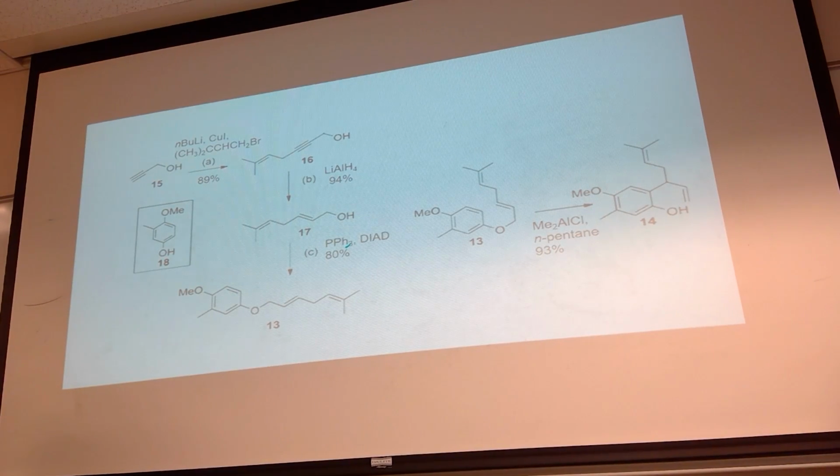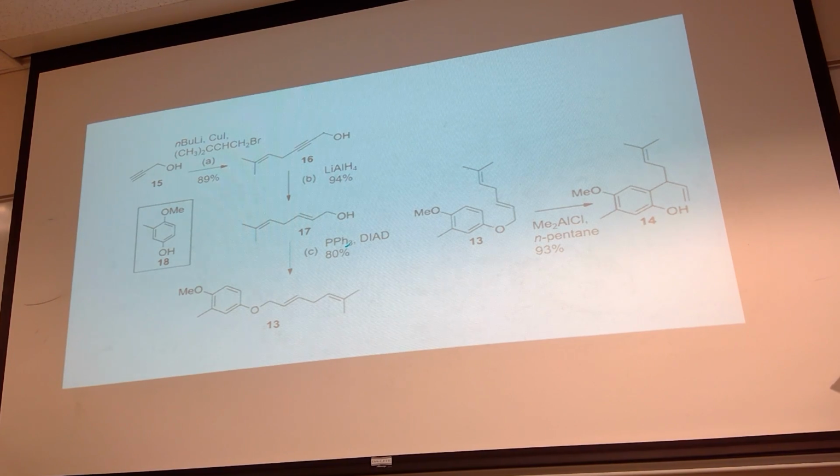So the first thing that happened was with our 15 to 16, prenylation happened, and n-butyllithium deprotonates the terminal alkyne and reacts it with a prenyl bromide to give the enol 16. From 16 to 17, it was a reduction of alkynes to alkenes. Lithium aluminum hydride gave the E-configured diene.